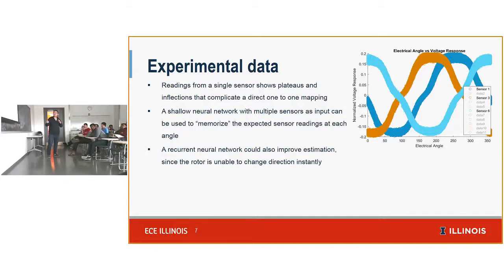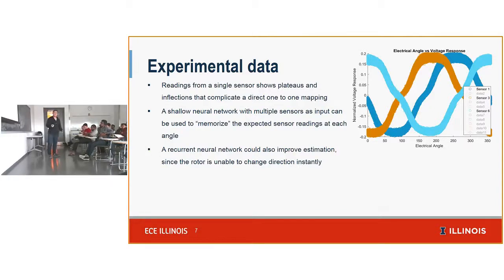But this is in some sense mitigated by having multiple sensors, such that when one sensor is in the plateau region, we have another sensor that's in a more or less linear region that we can rely on to infer the angle from. By having these multiple sensors as input, a shallow neural network is able to, in a sense, memorize these sensor readings at each electrical angle and form a correlation between a set of sensor readings and a targeted electrical angle.